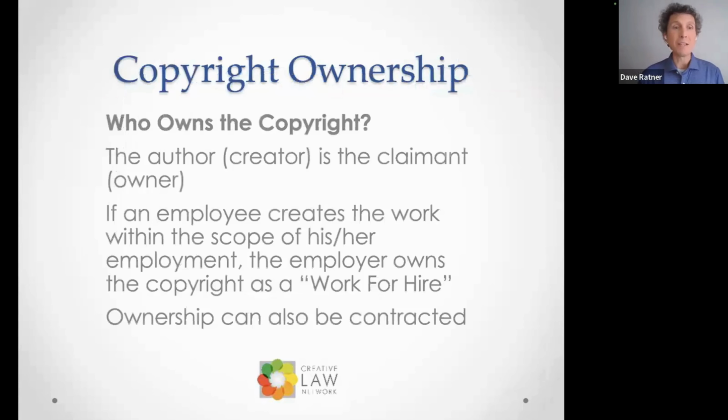So who is the owner? And by default, the author, the creator, is the owner. So in copyright language, we use the word author to describe the creator, and we use the word claimant to describe the owner. But basically, whoever creates the work by default is usually the owner of the copyright in that work, which is kind of intuitive, right? It's like if I were to paint a painting, by default, you would think I own the copyright in that painting.